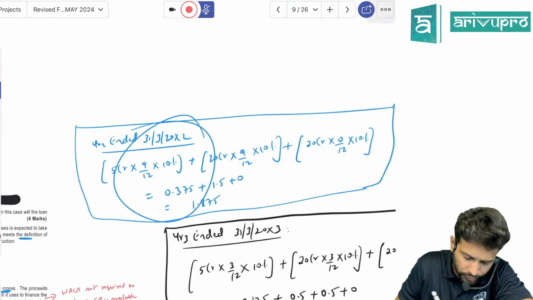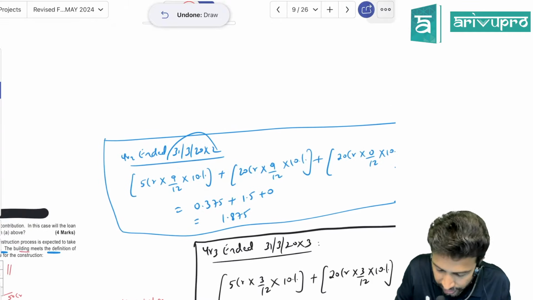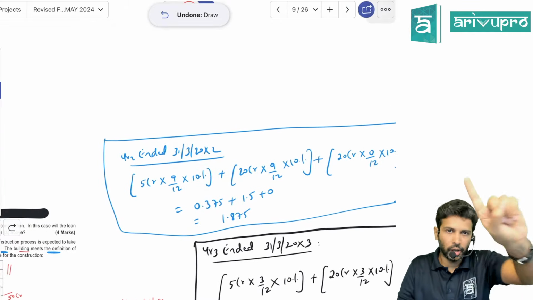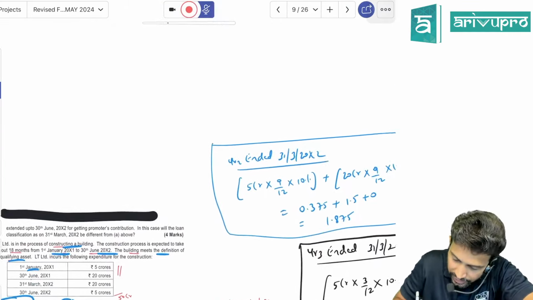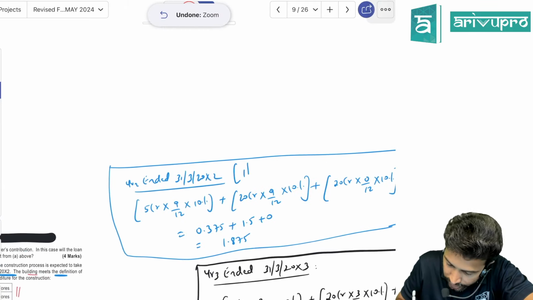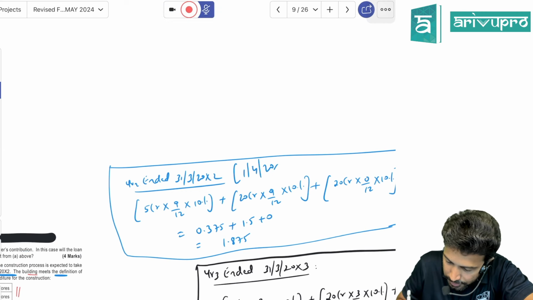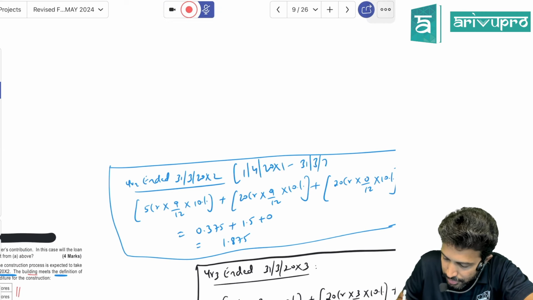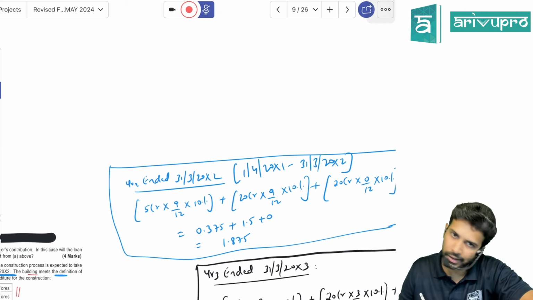The second year, if you have to capitalize, check, sir, the second year is ending on 31st March 20x2. Now, when did you take this borrowing? The second year ending on 31st March 20x2 means the period will be 1st April 20x1 to 31st March 20x2. This is the period, correct? Alright.